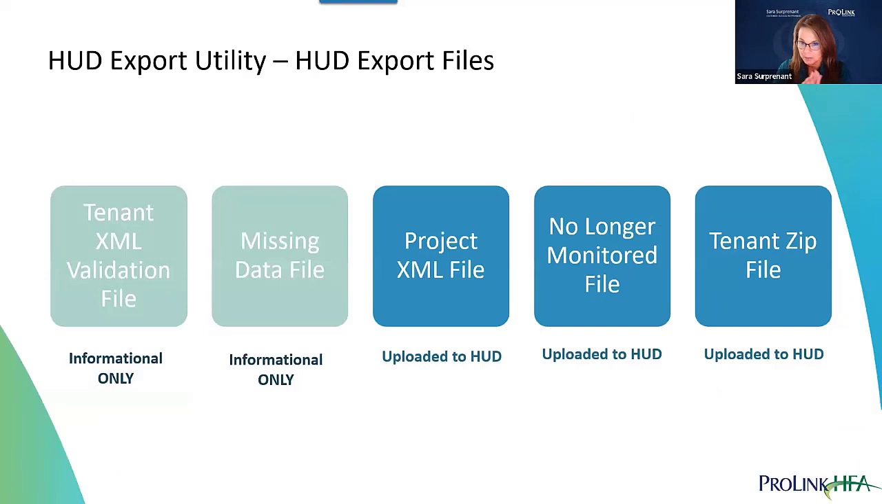So again, being kind of redundant and repetitive, we're talking about how to export files that ProLinkHFA generates. These are informational only, and we talked about that. The tenant XML is going to show some of the data that is not updated on your tenant events for a property, and some data that is missing from other areas of the property, not necessarily the tenant files. Your project XML file, no longer monitored file, and tenant zip file are going to be the files that you have to provide to HUD.